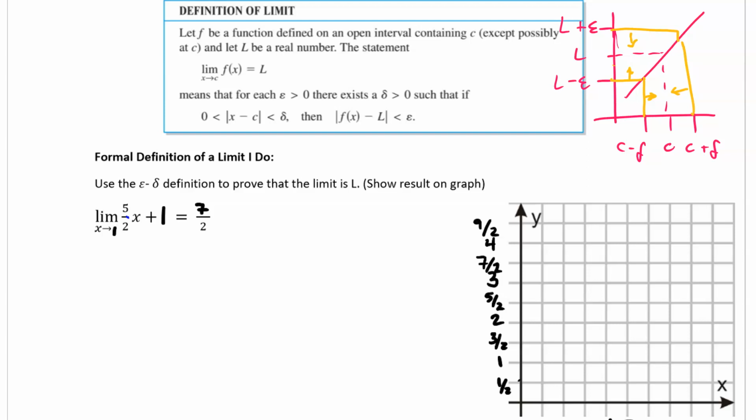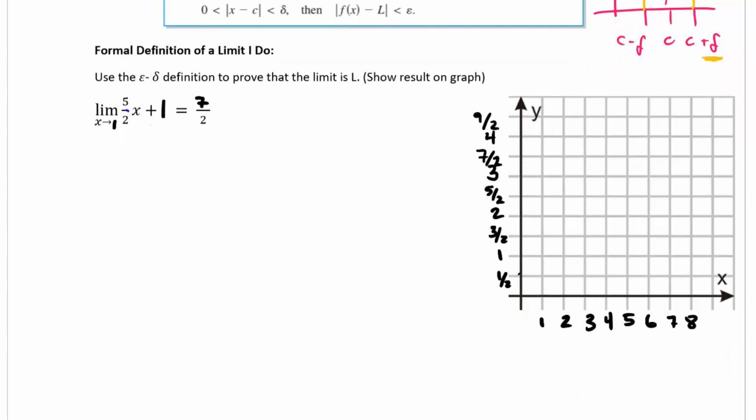What we're doing when we use the formal definition is we're finding the relationship between the distance away from c, which in this case is delta, and the distance here, which is epsilon. So we're demonstrating the relationship between those two. So without further ado, let's look at this problem.